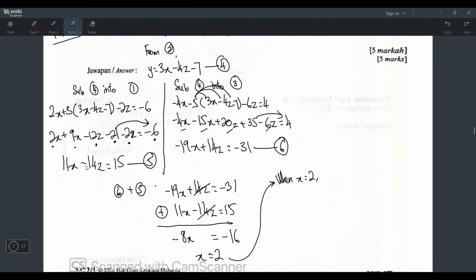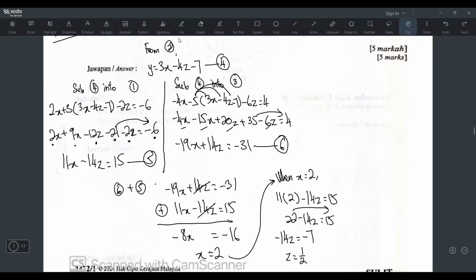Let's sub into equation 5. So it becomes 11x minus 14z equals 15. But x you already know is 2. So 2 times 11 is 22 minus 14z equals 15. And I want to find z. So let's leave the 14z here. 22 go there. 15 minus 22 is negative 7. z equals negative 7 divided by negative 14, 1 over 2. Right? Now, finally, I can find my y.